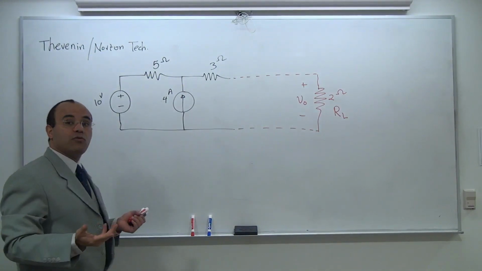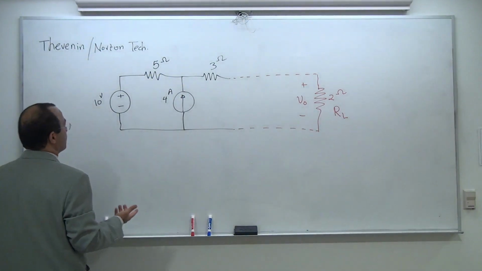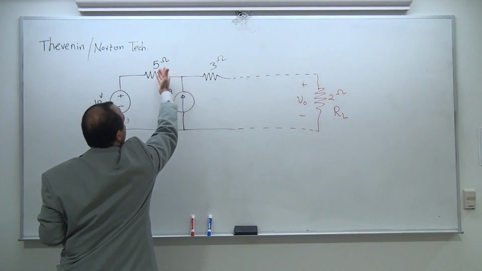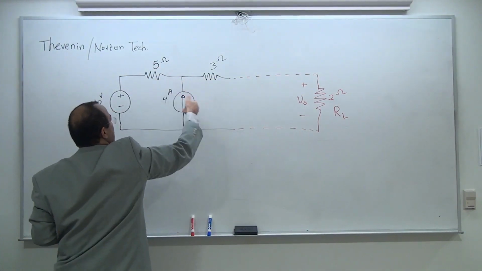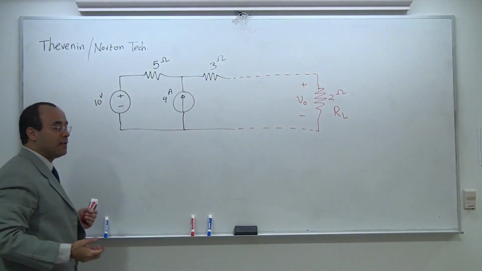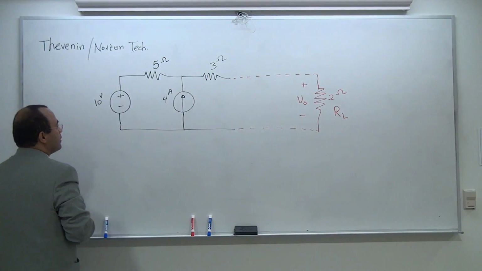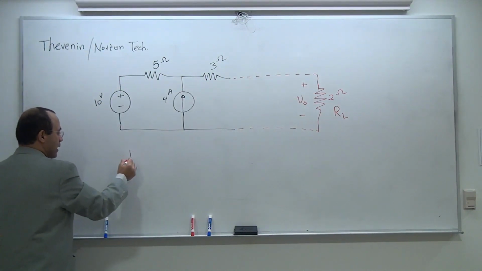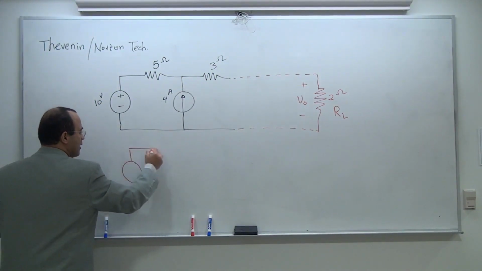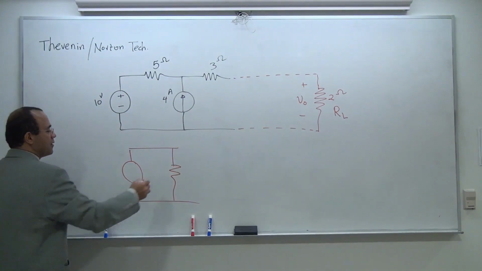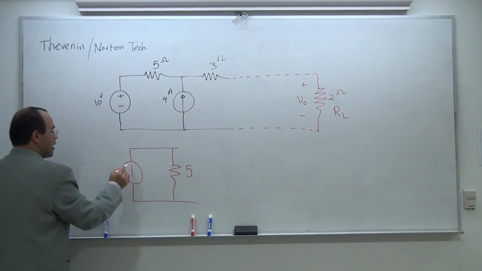Now, if I wanted to do source transformation, what am I supposed to do? I can't do anything. 3 and 5 are not in series, neither are they in parallel. I can't do anything in the middle. The middle is actually blocked. All I can do is this: the 10 volt and 5 ohm, I need to change that to a current source, because they are in series, to a current source and a resistor in parallel. The resistor is going to be the same.